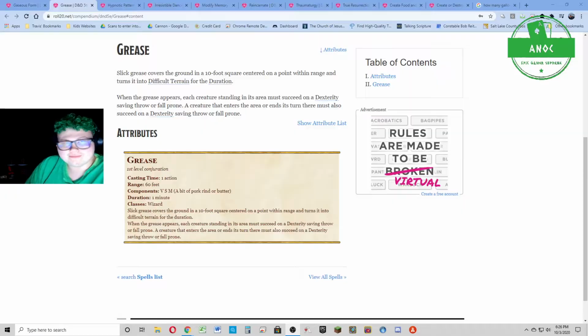Let's talk about that. Well, you see, most people, the small majority of people that use grease, they will cast it to make just hard to walk terrain, but they're not using it properly or to its full potential. For example, if you are on an incline and you cast grease, that makes everyone running across the incline slip and fall and probably roll down to the bottom of the incline.